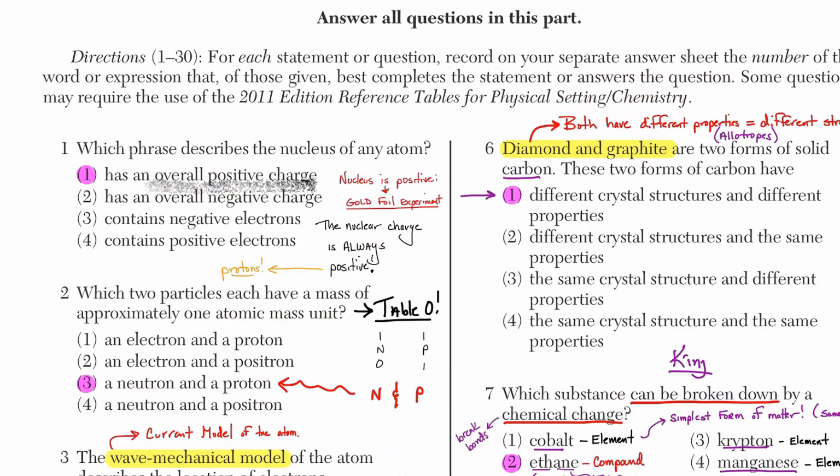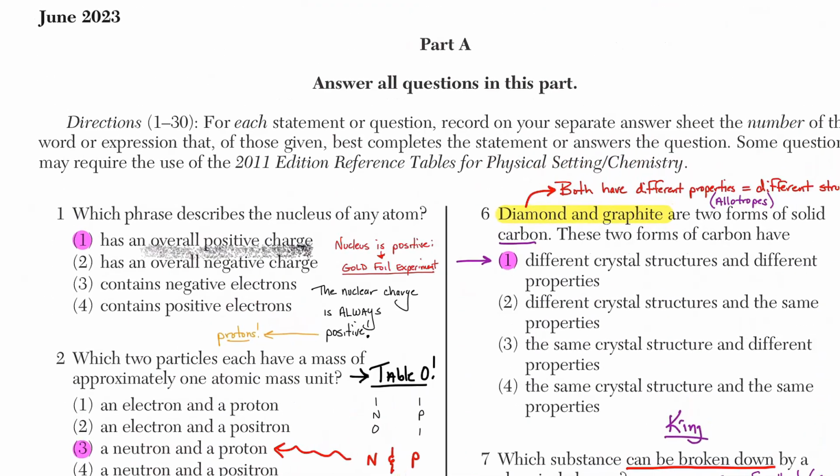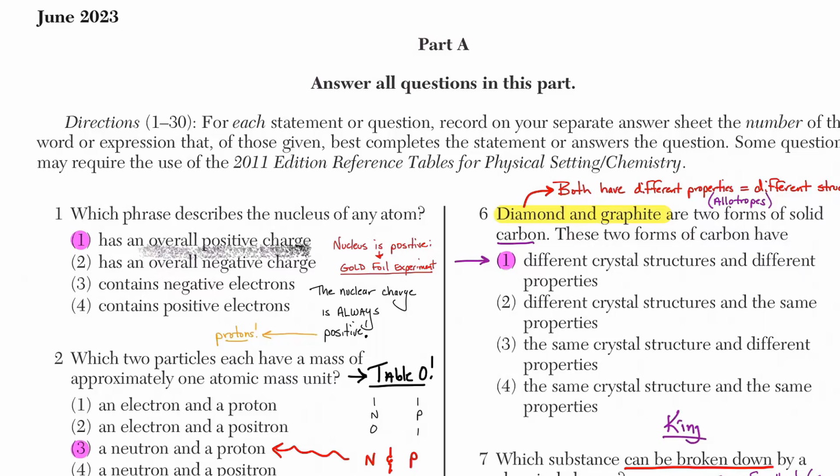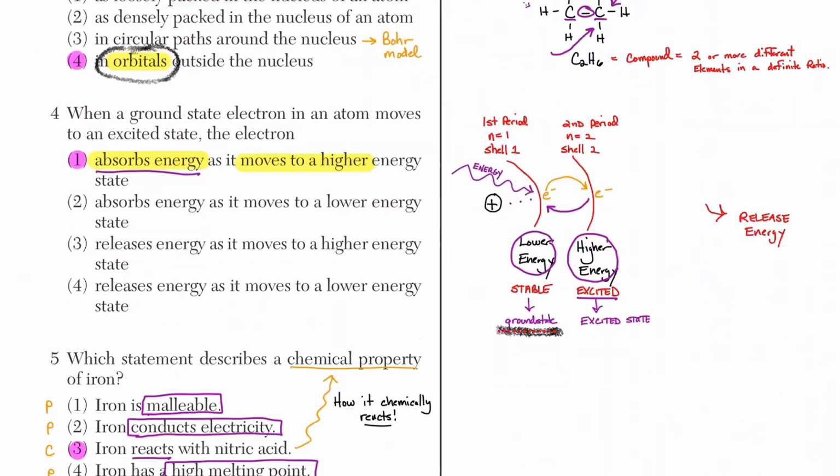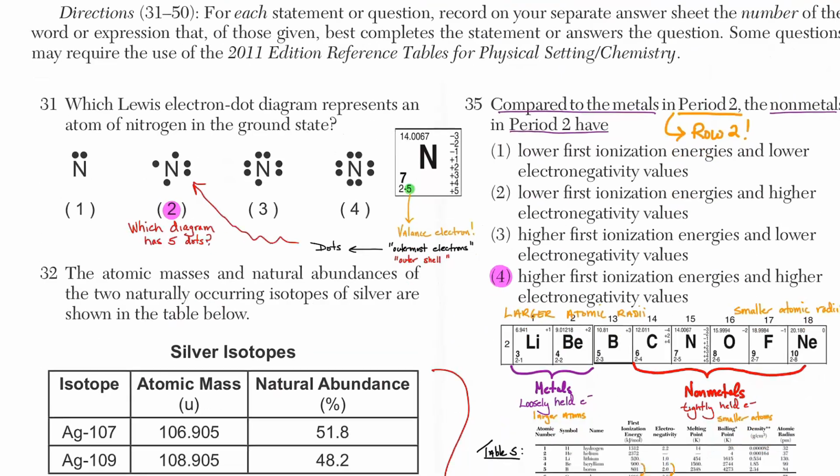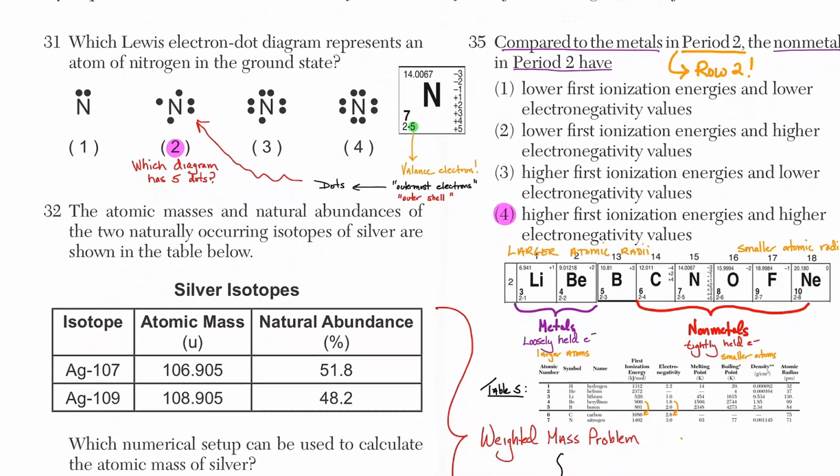All right, so let's go on to the next test. That was June 2023. Let's go to June 2023 at question 31 as we start again. So the second part again. Okay, number 31. Now we're starting the test over again.